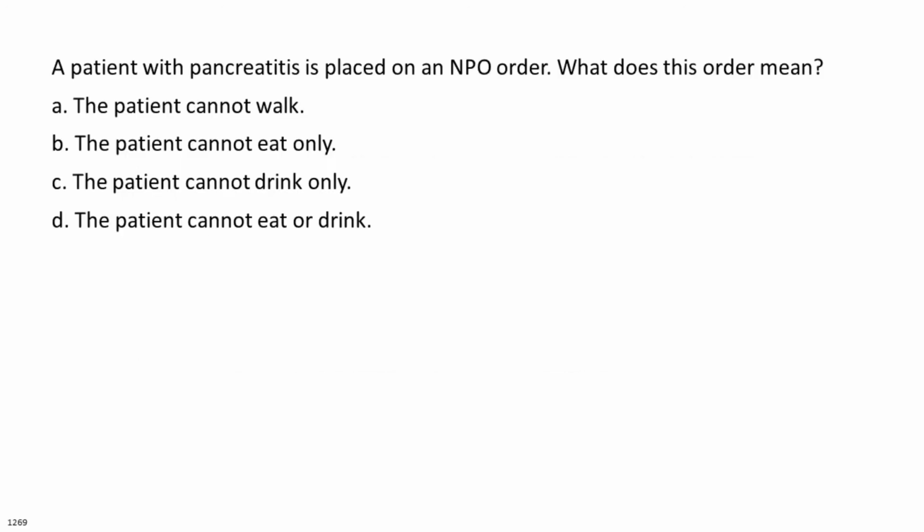A patient with pancreatitis is placed on an NPO order. What does this order mean? A. The patient cannot walk. B. The patient cannot eat only. C. The patient cannot drink only. D. The patient cannot eat or drink.